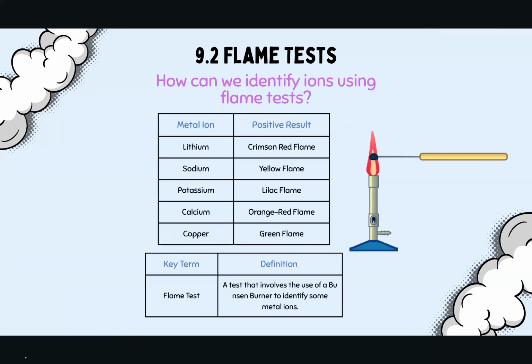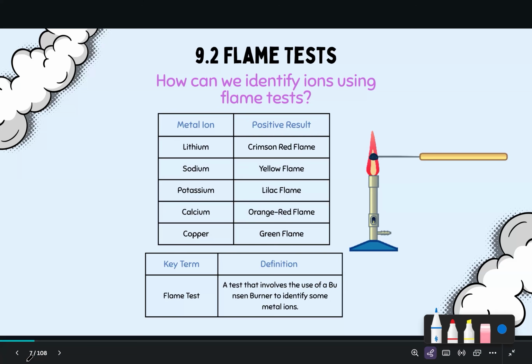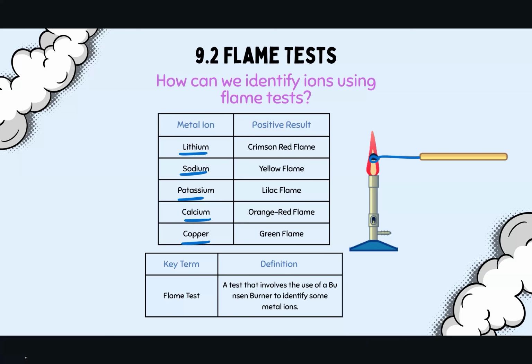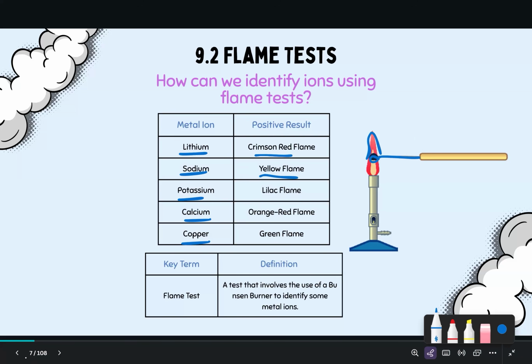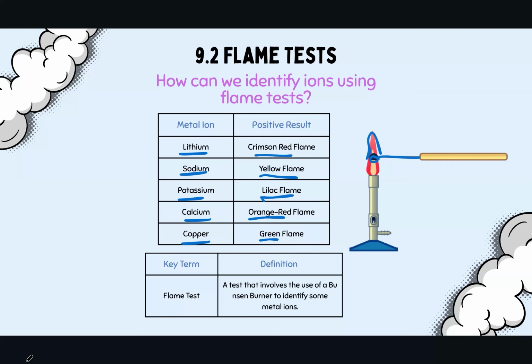So the first type of test that we need to be familiar with is flame tests. And again, you need to memorize what the test is and you need to memorize the positive results. So the flame test is a test that involves the use of a Bunsen burner to identify some metal ions. So you get a nichrome wire, you dip it into your metal ion, and depending on what color you see, it tells you what metal it is. So if the flame becomes a crimson red, then you know it's lithium. Yellow flame is sodium, lilac flame is potassium, orangey red flame is calcium, and green flame is copper. There's no other way of doing this other than memorizing it.